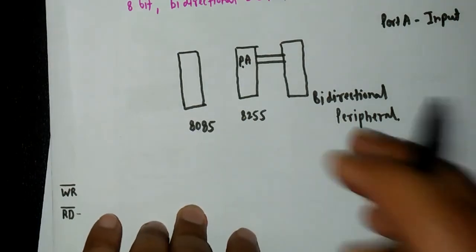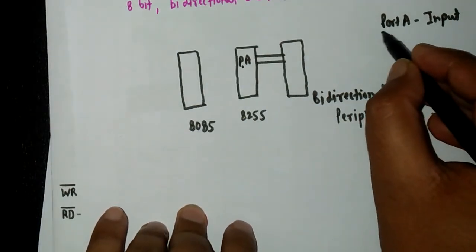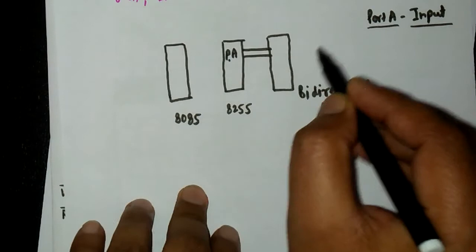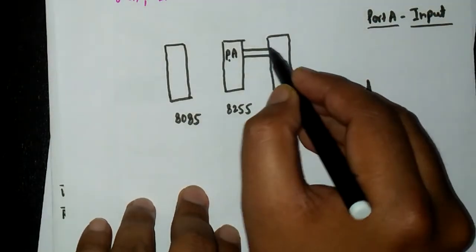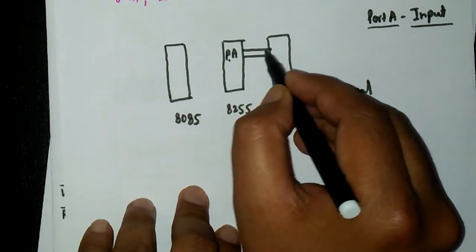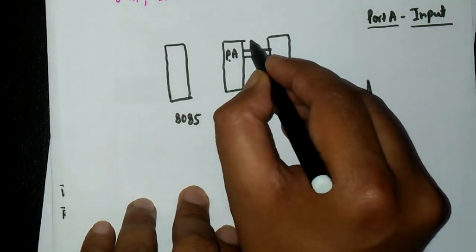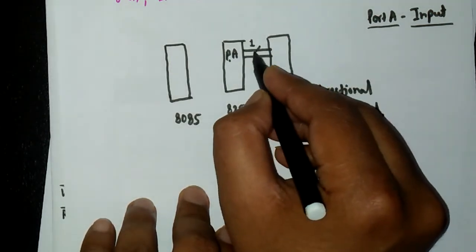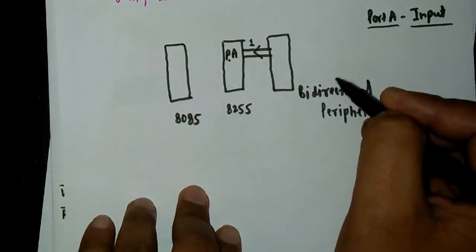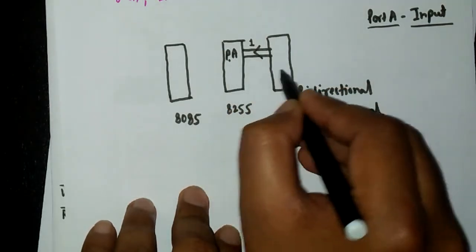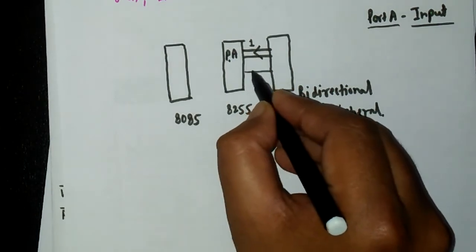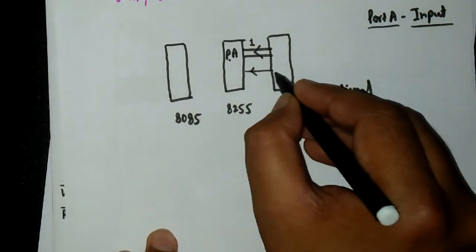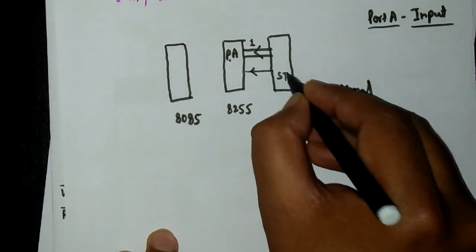In the bidirectional mode, first of all we are going to configure port A as input. In that case, what will be the sequence of the data flow? So first of all, data will be put on the data bus of the peripheral. Okay, that means data will be present here. I am writing it as 1. This is steps. So in the first step, data will be put on the peripheral bus by the peripheral device. In the second step, in order to inform the 8255, this peripheral device will inform the 8255 by putting a 0 on the strobe pin, the STB bar pin.